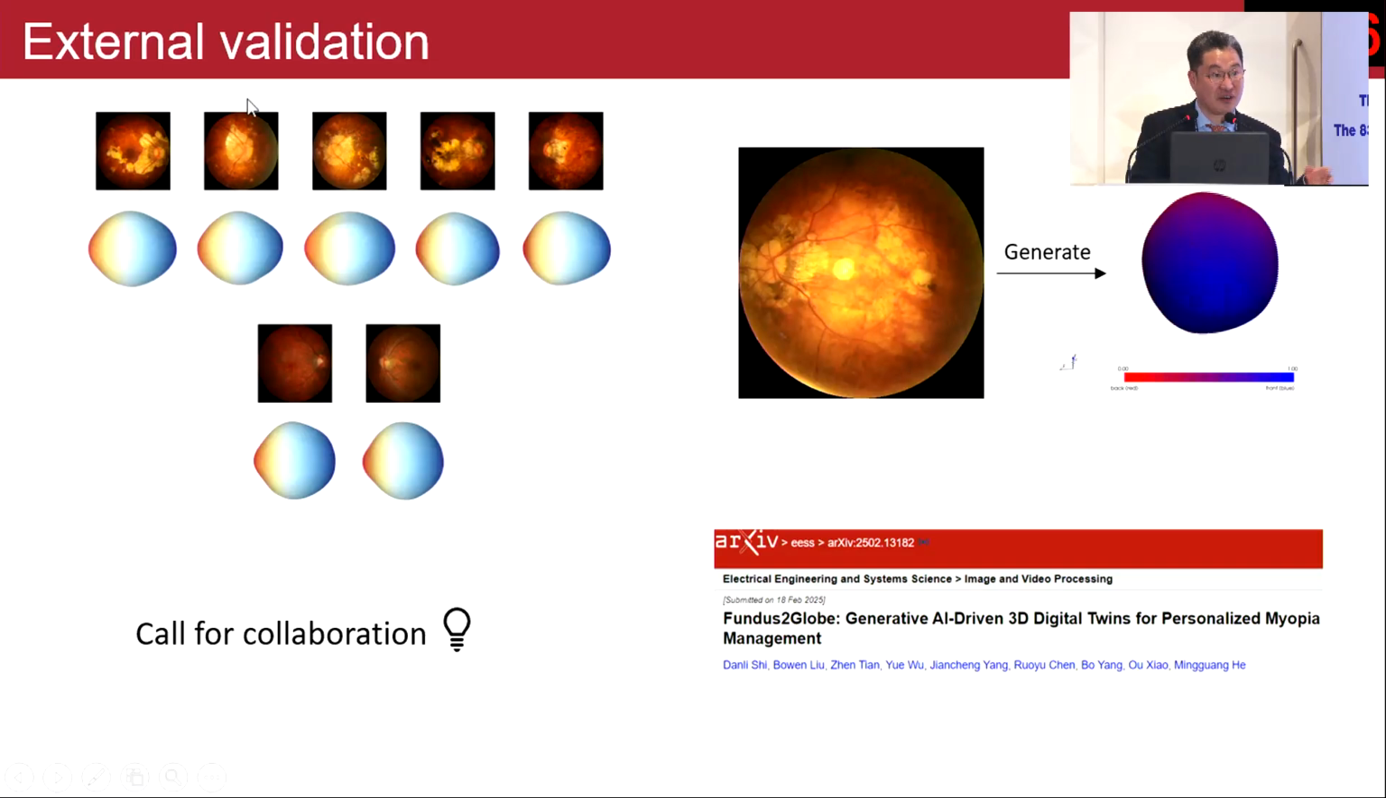We look forward to collaborating with you, for example, to validate this model. The model is like you only need to give the model a fundus photo and the axial length equivalent, and then we will be able to generate the ocular shape for you. So we call it fundus to globe.